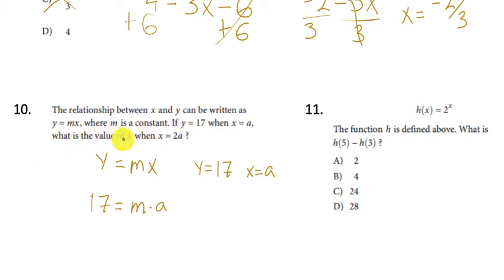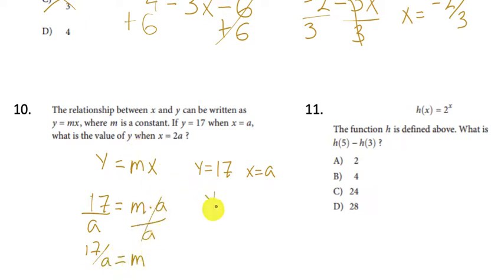What is the value of y when x equals 2a? So if we find out what m equals, we can divide each side by a, and we'll get that 17 over a equals m.